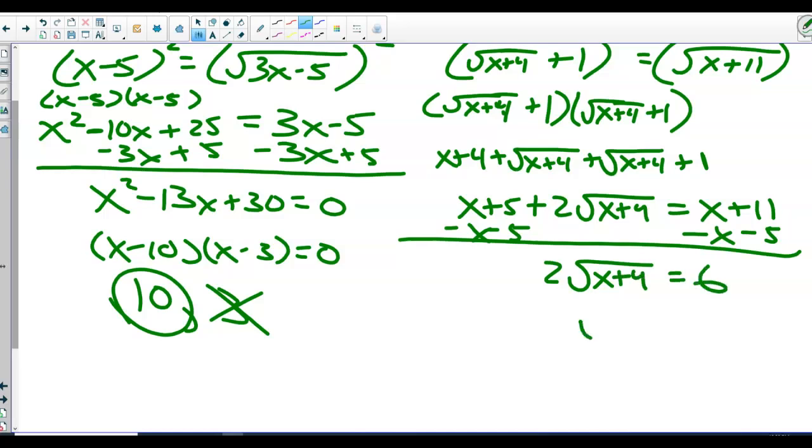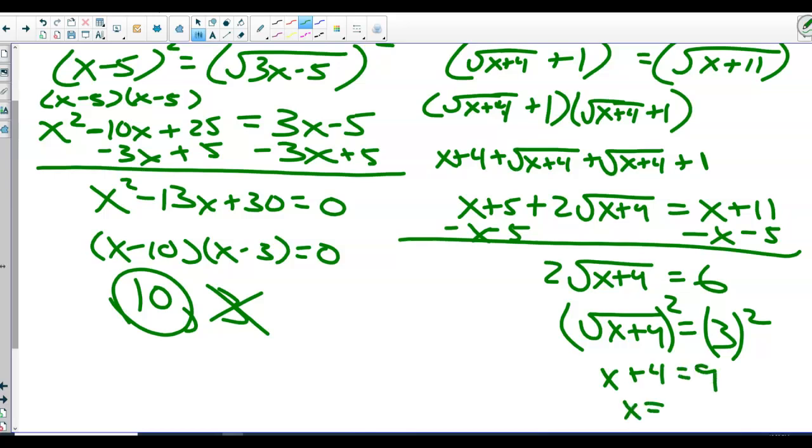We divide 2 on both sides. The radical x plus 4 equals 3. And now to get rid of that last radical, we square it. X plus 4 equals 9, and x equals 5.